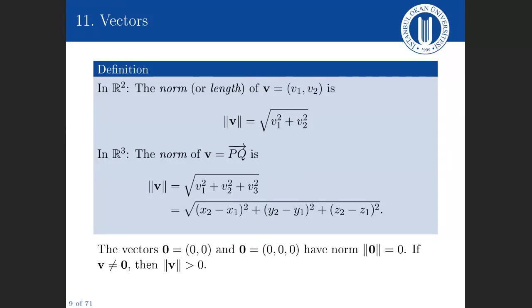We can talk about the length or the norm of the vector. If v has component form (v1, v2), then the norm of v, or the length of v, remembering we use these vertical lines, is the square root of v1 squared plus v2 squared. And in three dimensions we have a similar formula. The norm of v is the square root of v1 squared plus v2 squared plus v3 squared. And from the previous picture, that was the square root of (x2 minus x1) squared plus (y2 minus y1) squared plus (z2 minus z1) squared.